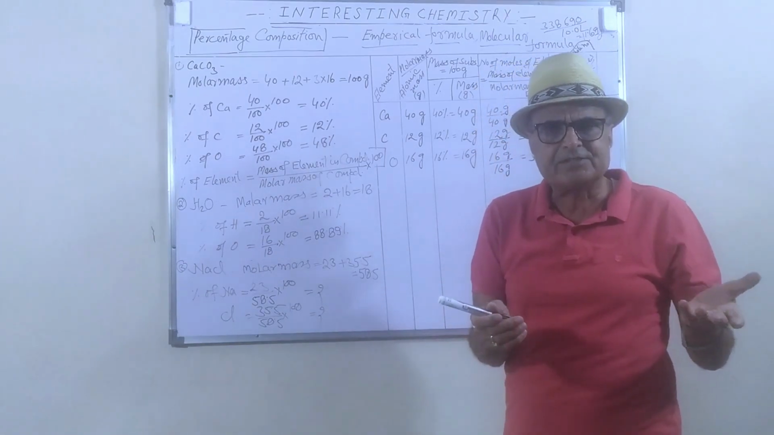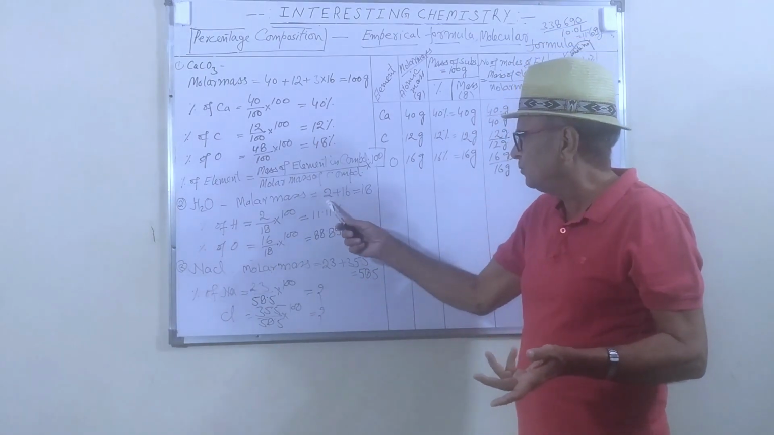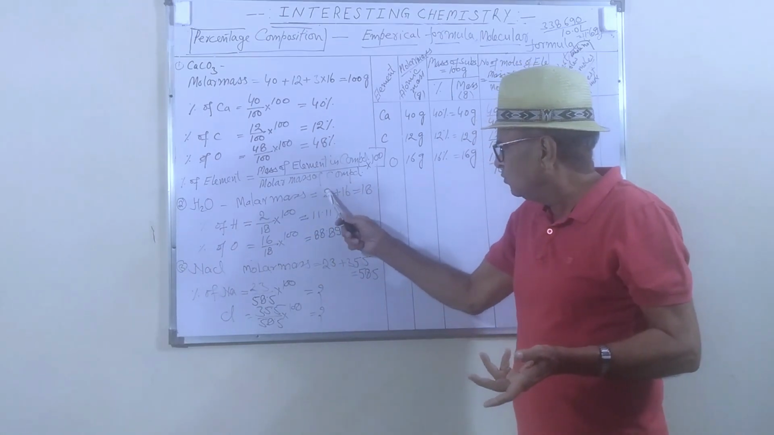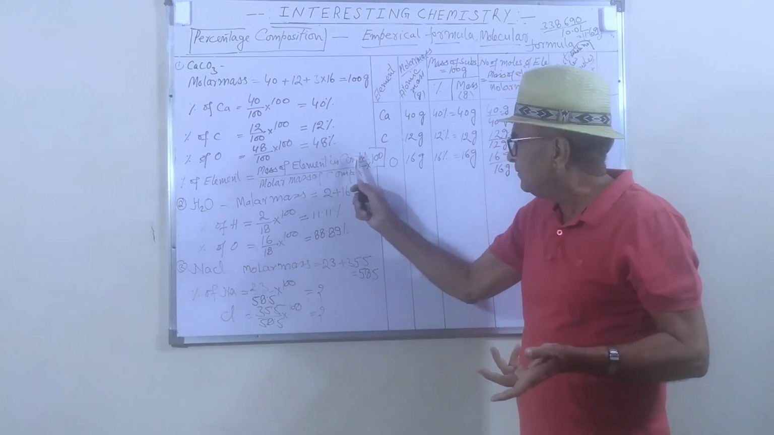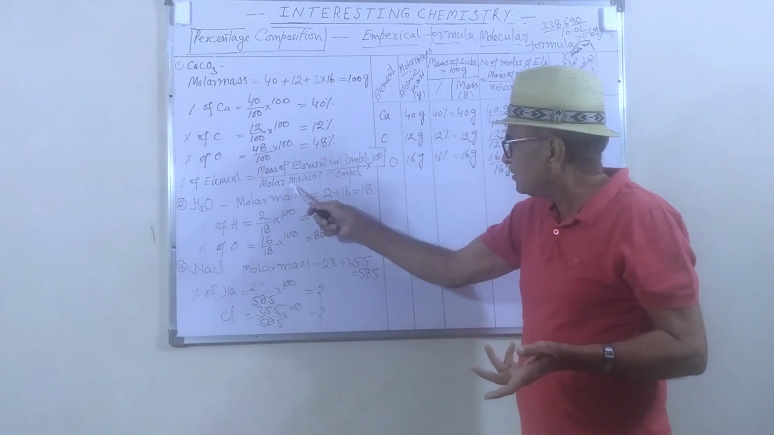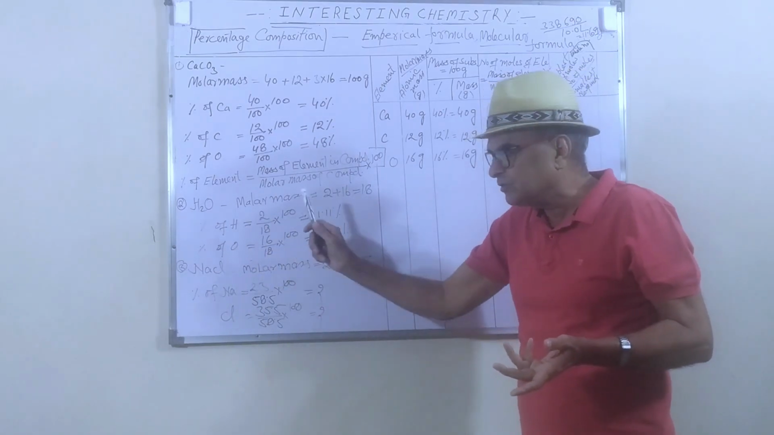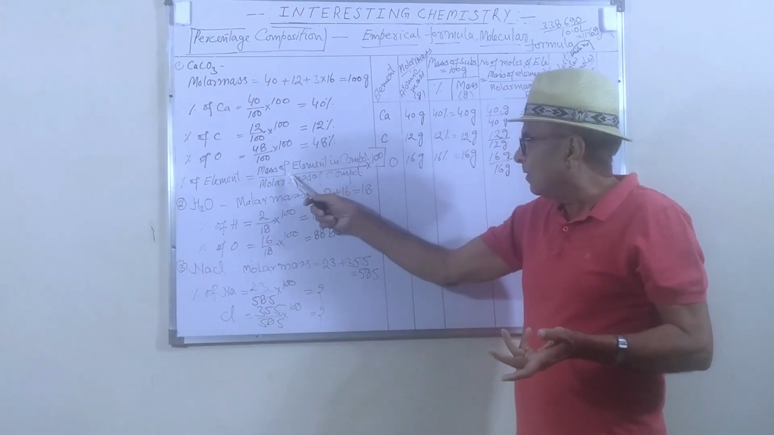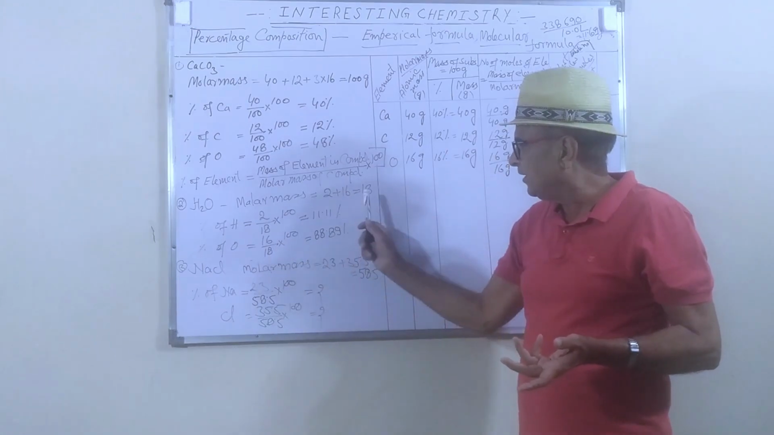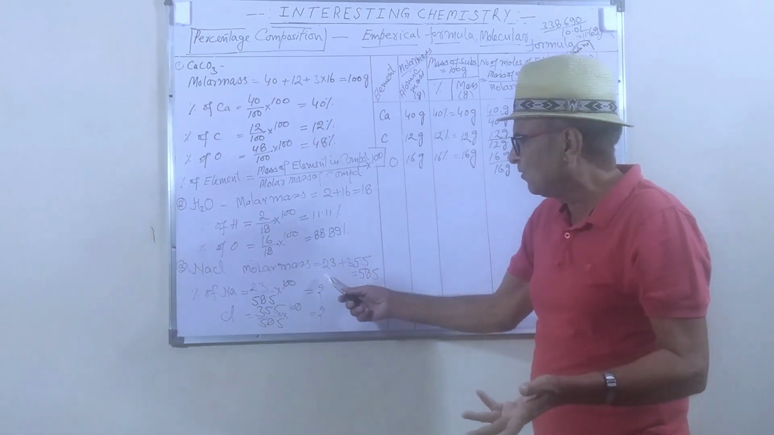Again I take a second example. This is H2O, and the molar mass of H2O is 2 plus 16, which is 18. The percentage of hydrogen is the mass of element in compound, 2, upon the molar mass of the compound, 18, into 100. And for the percentage of oxygen, the mass of the element is 16, so 16 upon 18, the molar mass, into 100. This will be the percentage, and this is your homework.